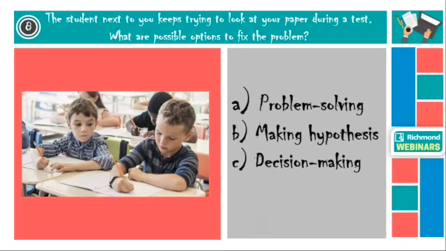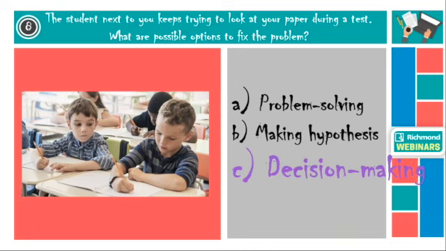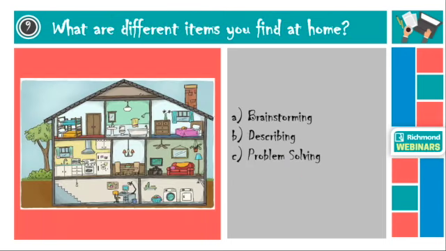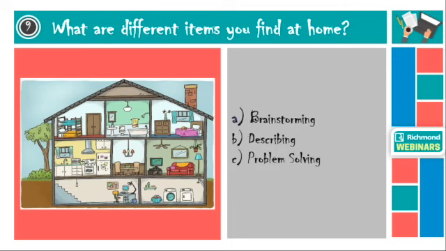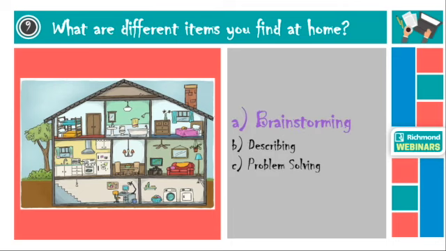Okay, now what are possible options to fix the problem? This would be decision making. You're not going to solve the problem per se, you're going to think of different options you have. From there, the next step is to problem solve. Okay. What are different items you find at home? Very good. Brainstorming. Okay.